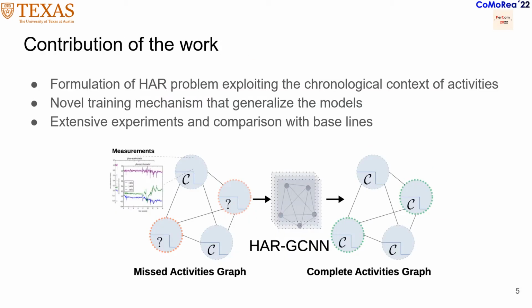The main contributions of our work are as follows. First, we introduce a new HAR problem in which the problem is formulated as using the chronological context of activities to detect unknown labels or unknown activities. Also, we propose a novel training mechanism that generalizes the models. This training mechanism is suitable to be used on datasets with no labels. It mimics the idea of the existence of unknown activities.